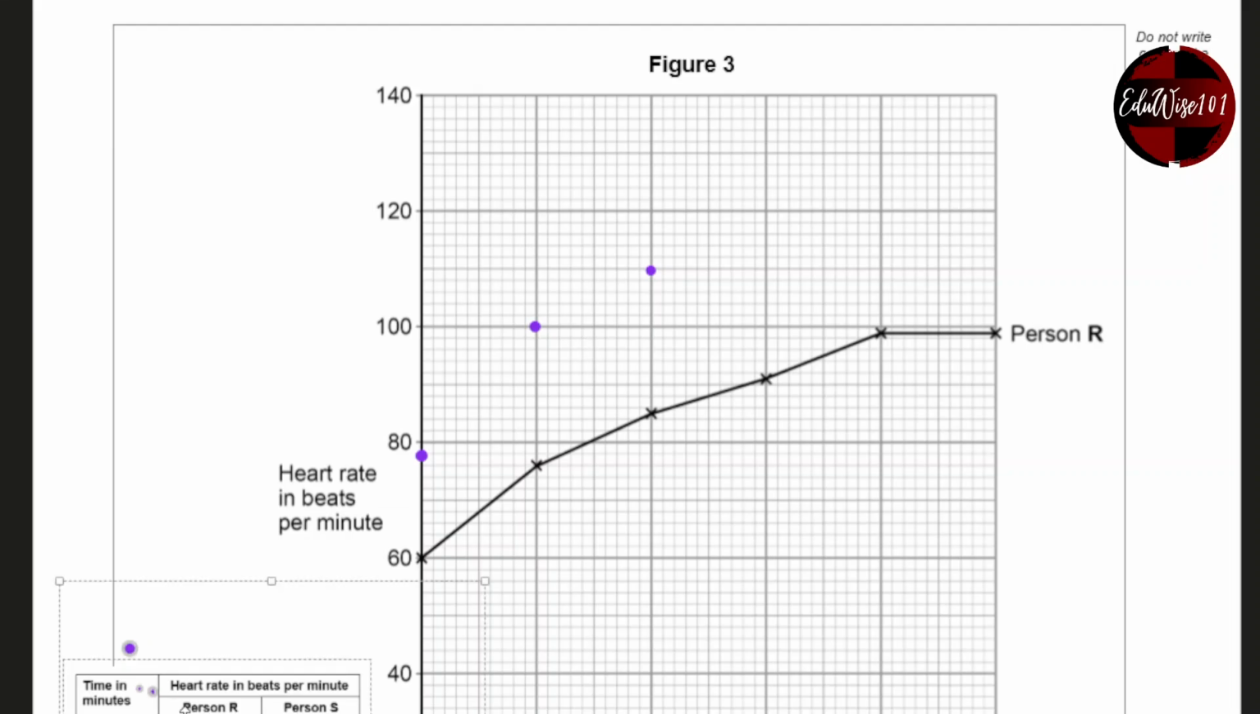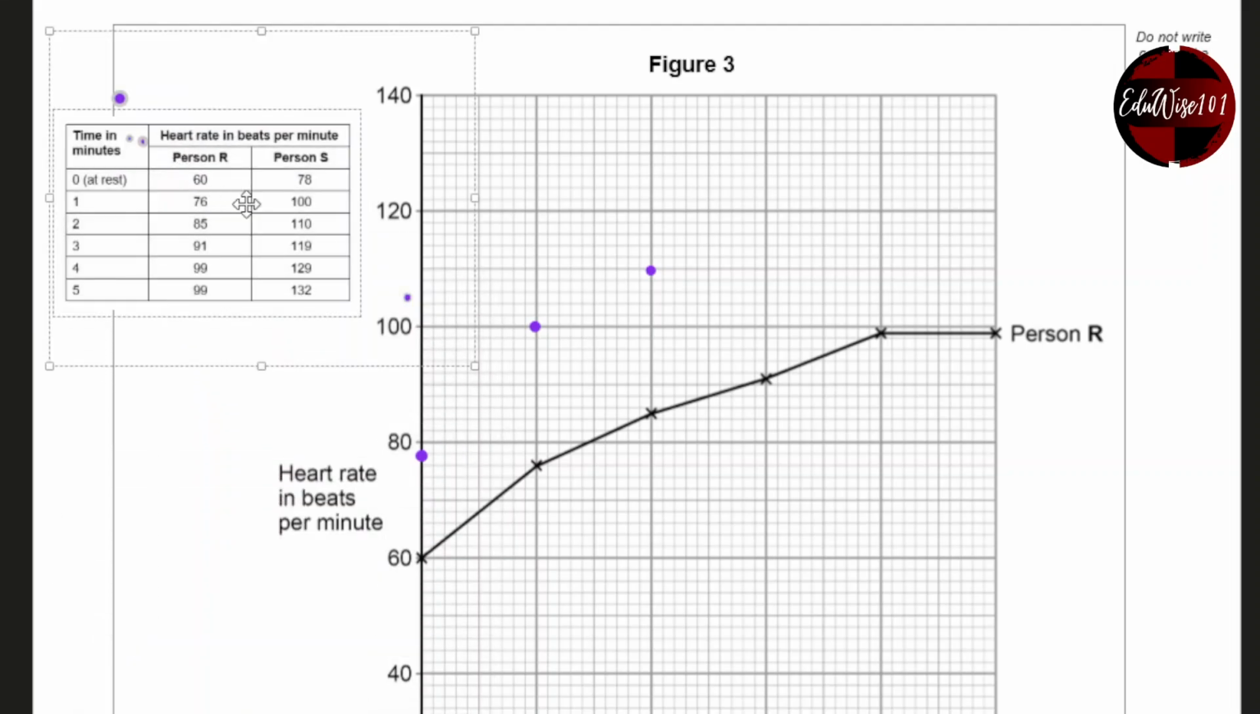We bring the table up again. And 119. So 119 is going to be halfway at that point. Yeah. And 129 is going to be there, just below the line, and then 132 is going to be there.